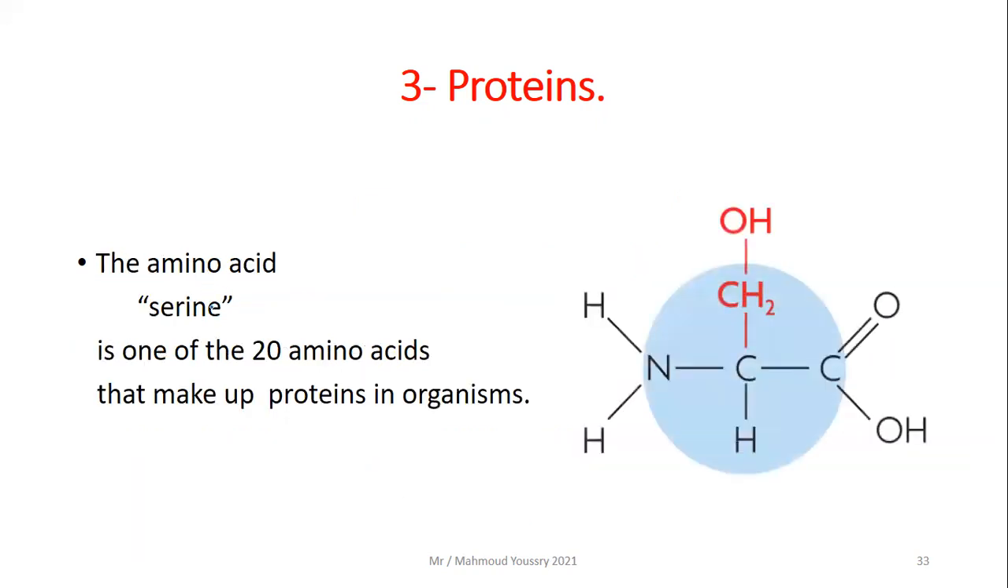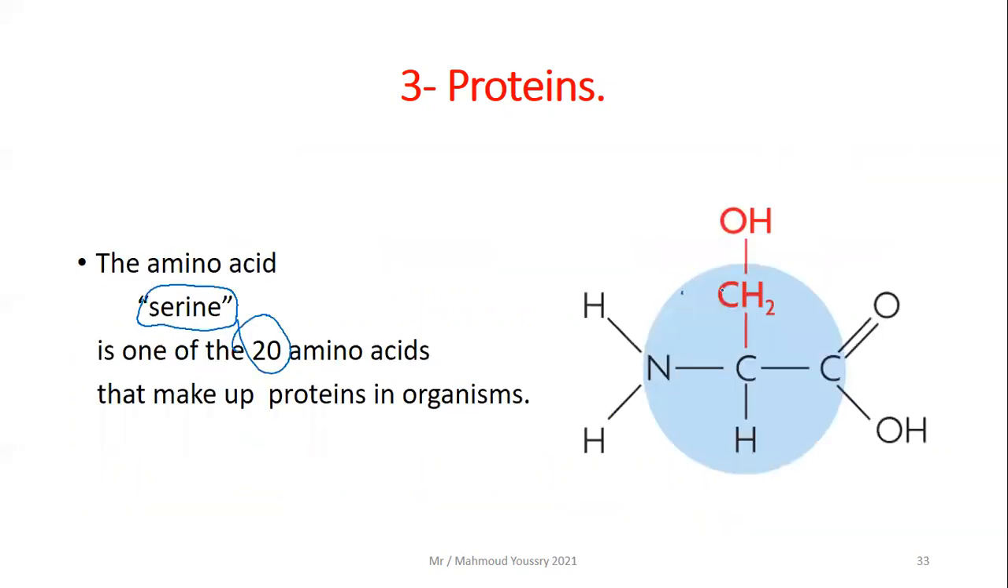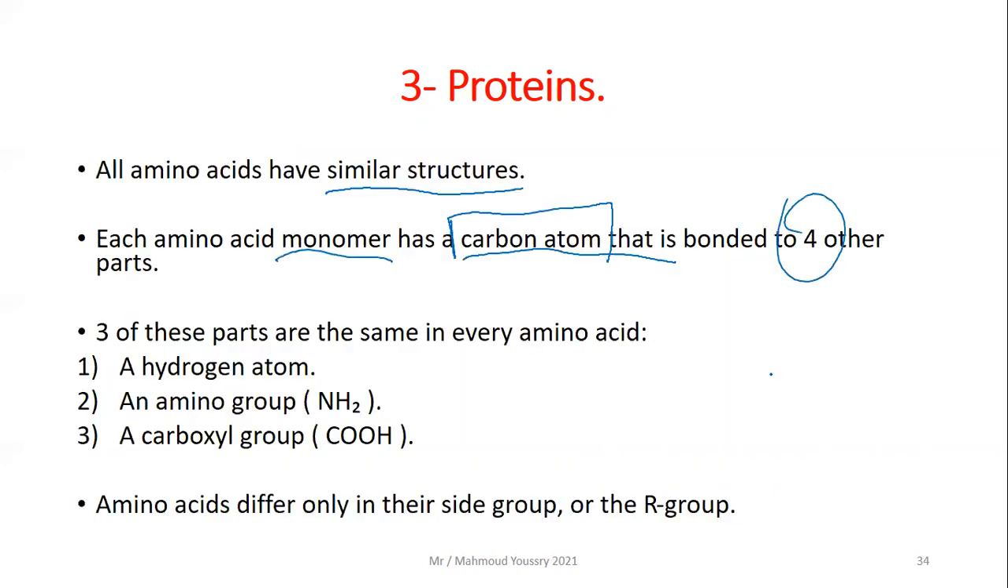This is an example of an amino acid called serine. Serine is one of the 20 amino acids that make up proteins in organisms. Actually, all amino acids have a similar structure. They are carbon-based molecules, which depend on a carbon atom that is bonded to 4 other parts. Each amino acid monomer has a carbon atom bonded to 4 other parts, as we saw from the previous slide. This is the carbon atom bonded to 4 different parts.